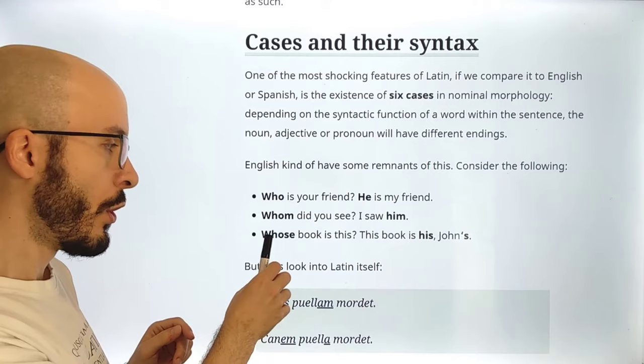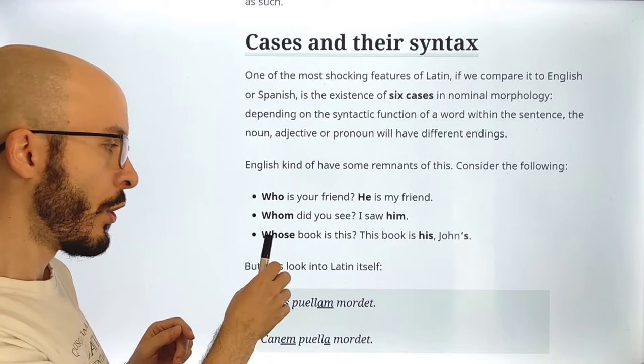Okay, so these are the endings for the present: -o, -s, -t, -mus, -tis, -nt. Okay, so for example, the verb to love is as follows: amo, amas, amat, amamus, amatis, amant. Okay, so as I said, this is pretty much Spanish, almost Spanish. Super easy.